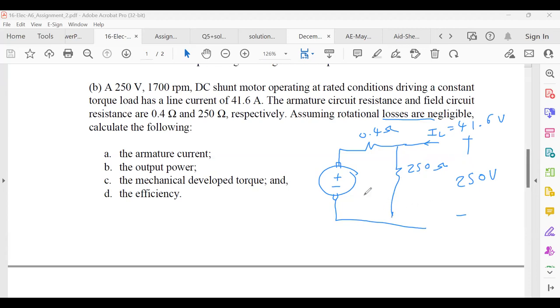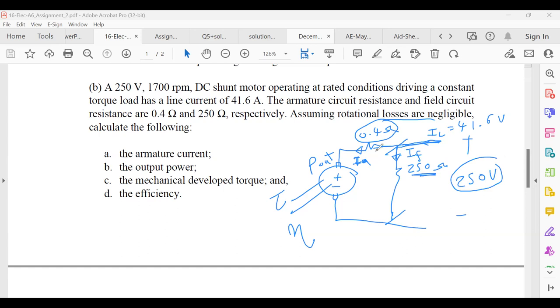getting, for example, the armature resistance here, and the output power, because it's a motor, the torque, the efficiency. So you have this current, this voltage, and this resistance. You can calculate the field current from this current minus the field. It will give you the armature current times this resistance. You subtract this voltage drop from the 250, you can get the E.